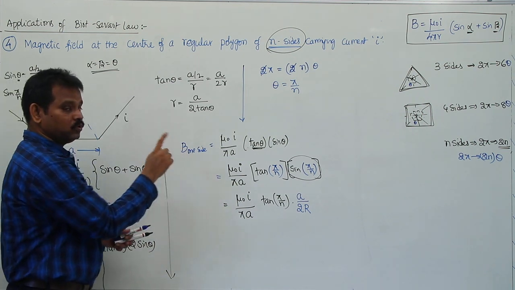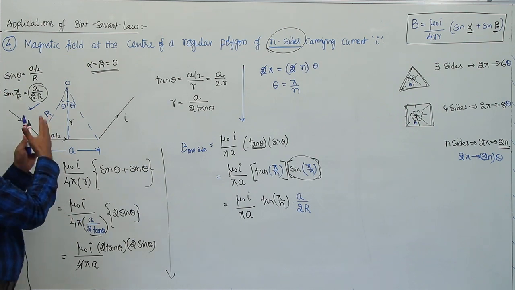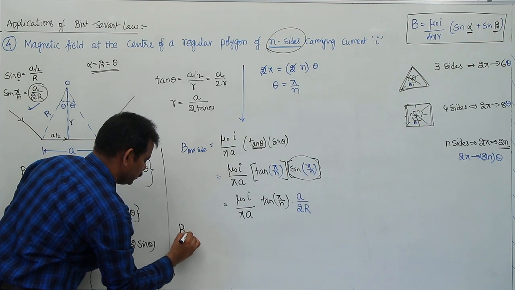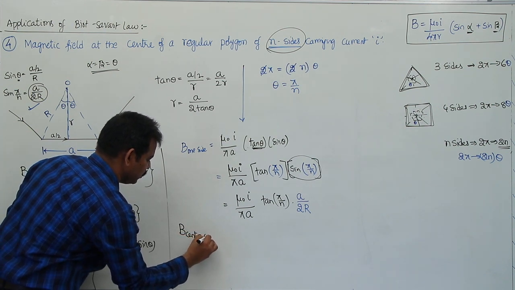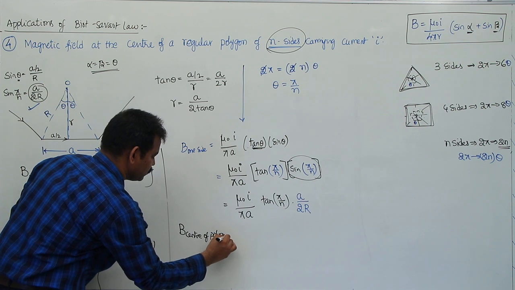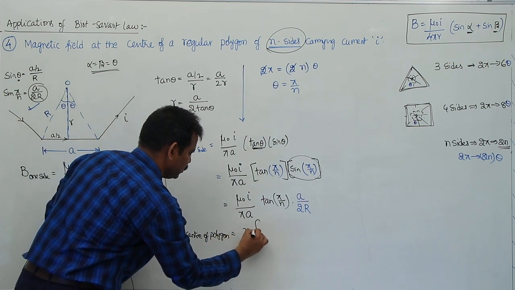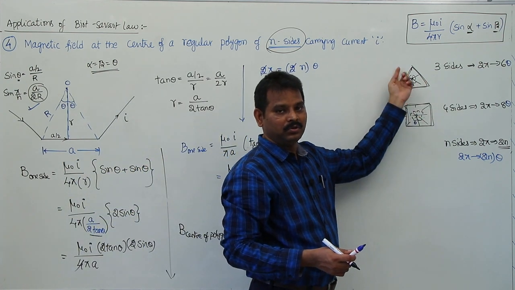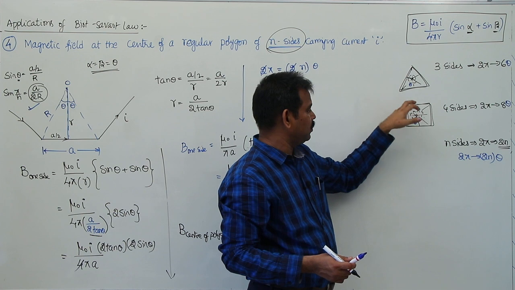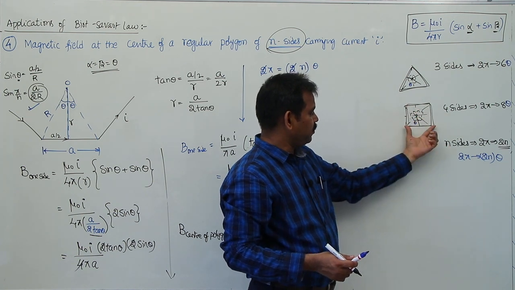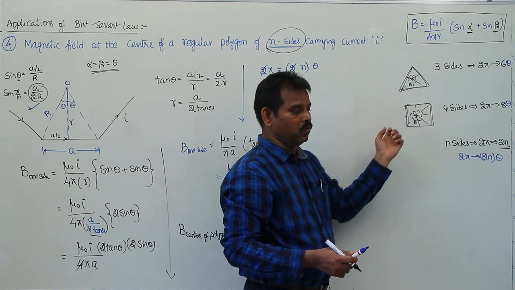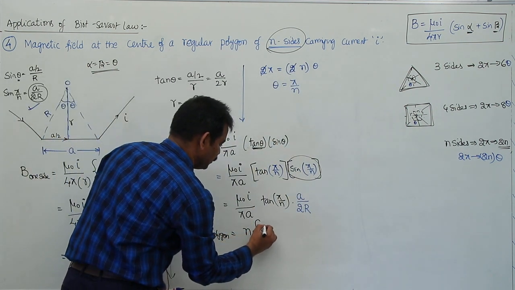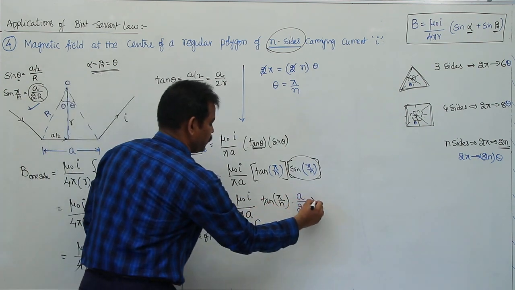So this is the magnetic field due to one side of a regular polygon. How to find the magnetic field due to the entire polygon? The magnetic field at the center of the polygon is equal to n into, why? Because after finding the magnetic field due to one side, I am multiplying with 3 as it has three sides. Similarly here, after finding the magnetic field due to one side, I am multiplying with 4. Here also, I am multiplying with n times the magnetic field due to one side. This is the magnetic field due to one side.